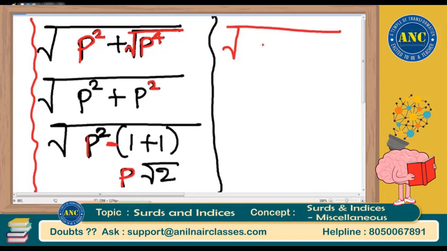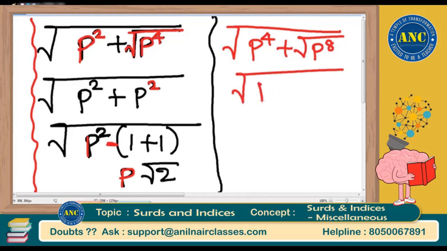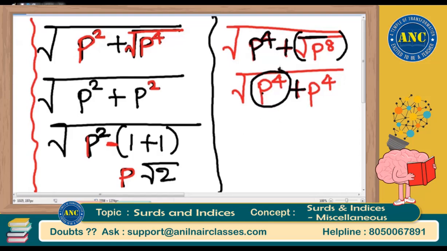Suppose, one more example, square root of p power 4 plus root of p power 8. Same thing, p power 4 plus p power 4 I will write. That means it is p power 4 plus something. Forget about that something. Similarly, p power 4, this first term, if I take it outside the square root, I will get p square.